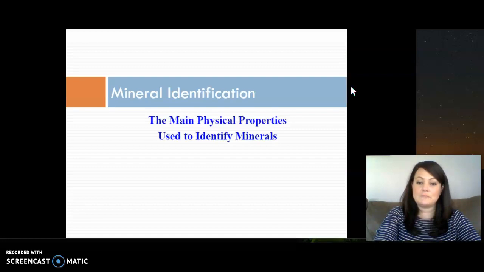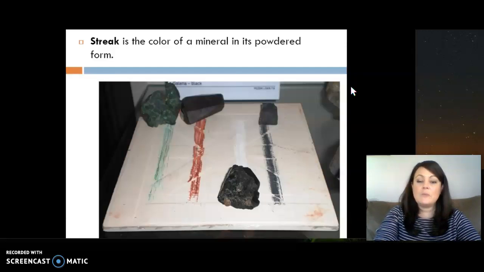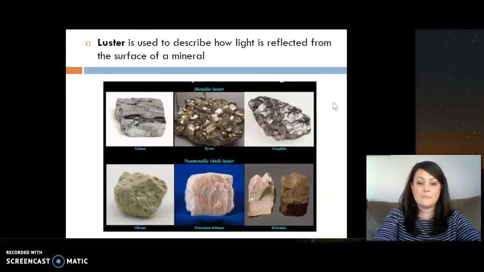Mineral identification. The main physical properties used to identify minerals. The first one we look at is streak. It's the color of a mineral in its powdered form. This is done by taking the mineral and rubbing it gently across an unglazed tile. The color that it leaves behind is not always the same color as the mineral itself. And so that gives us a clue as to the identity of the mineral. Luster is used to describe how light is reflected from the surface of the material. We say it's metallic or non-metallic or dull.